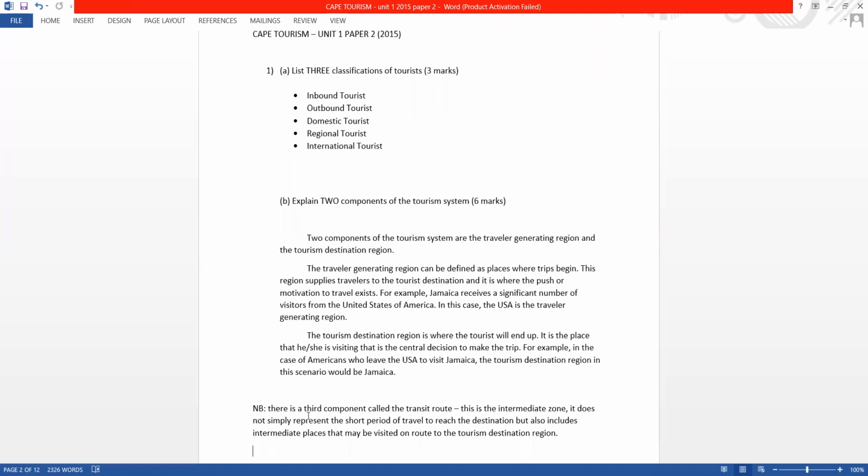So make note of those 3 components of the tourism system, and the order in which they appear in the tourism system is the first component is the traveler generating region. That is where the supply is generated. Then you have the transit route, which the people take to reach their destination. And the final one is the tourism destination region. So they are in order. You start at the traveler generating region. You take the transit route to get to your destination. So that is how you can remember these components.